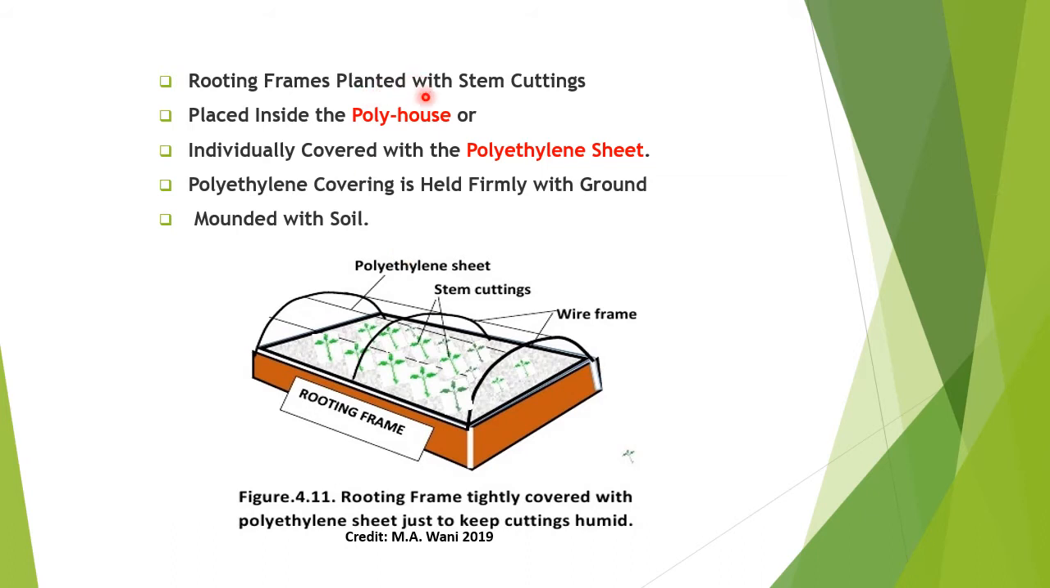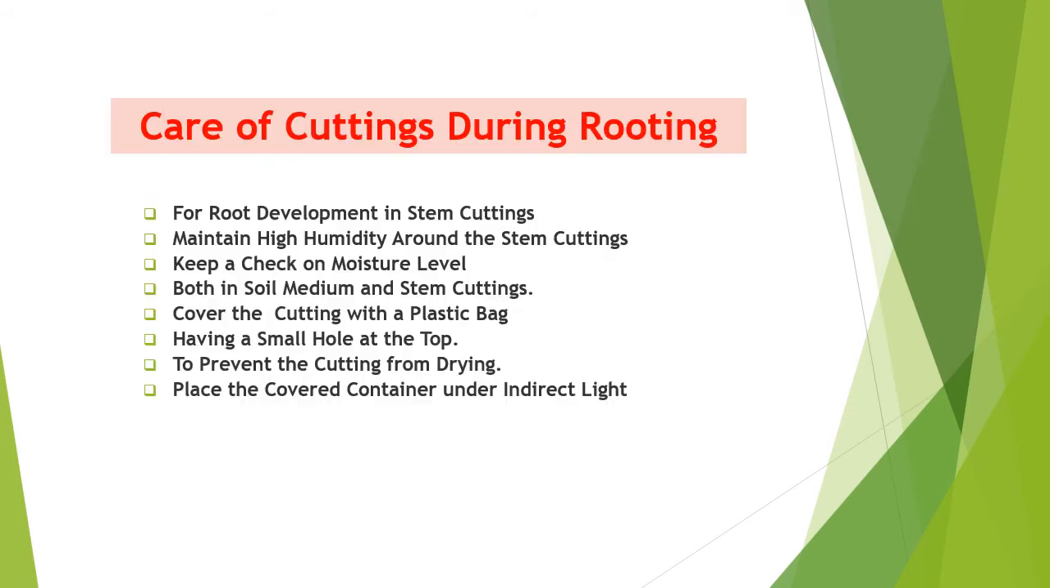The rooting frames planted with the stem cuttings are placed inside the polyhouse, or there are already made rooting boxes or frames which have wire frames, and you cover them with polyethylene sheets. The polyethylene cover is held firmly with the ground. If it is a sheet here, it is placed on the ground and mounded with soil so that it maintains the humidity within the medium.